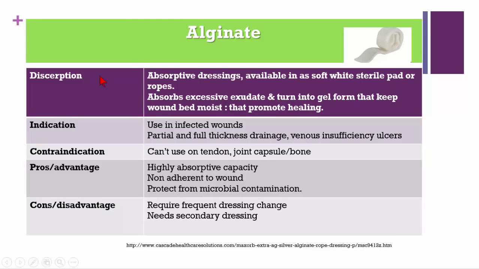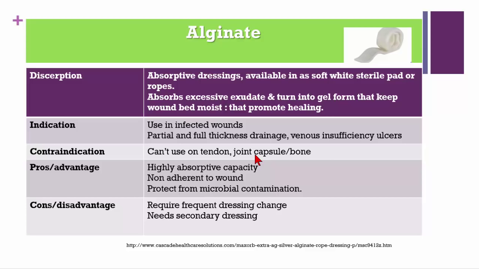Let's see the indications of alginate dressing. It is always used for infected wounds, partial thickness and full thickness draining wounds. It is also used for venous insufficiency ulcers. What are the contraindications for alginate dressings? It can't be used on the tendon, joint capsule or bone.